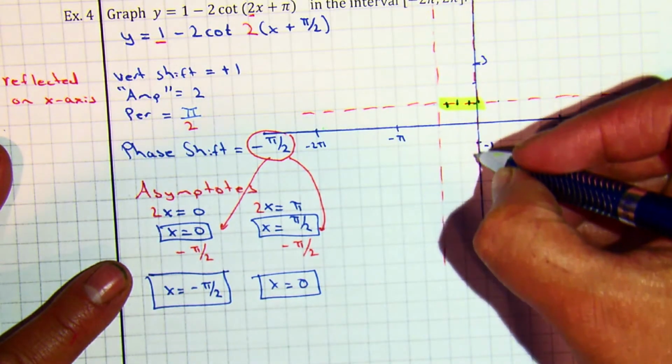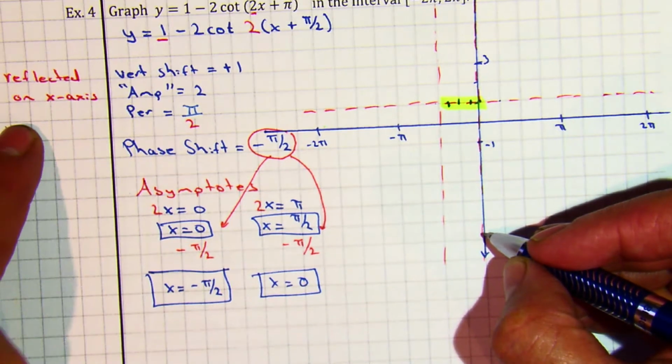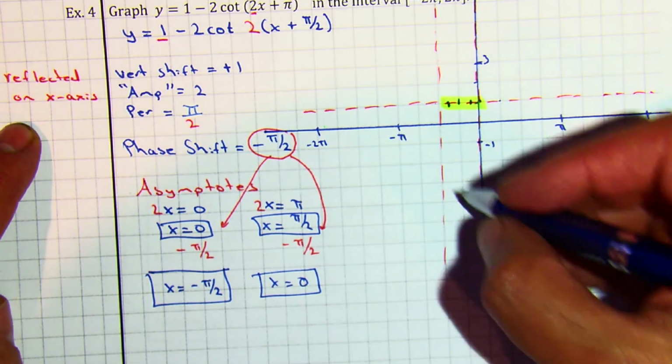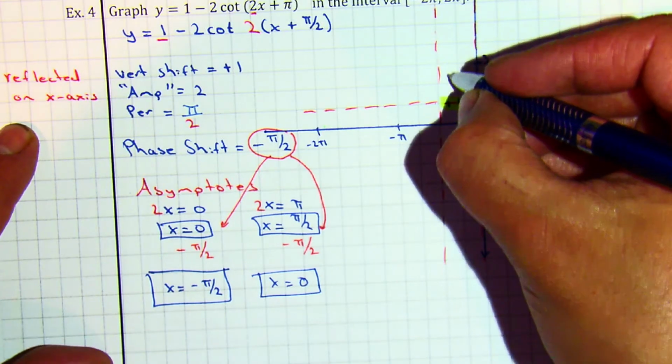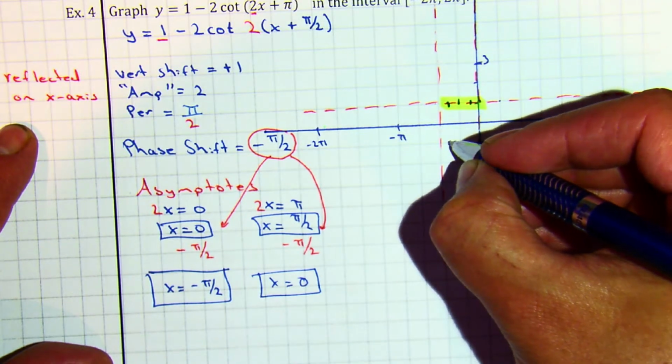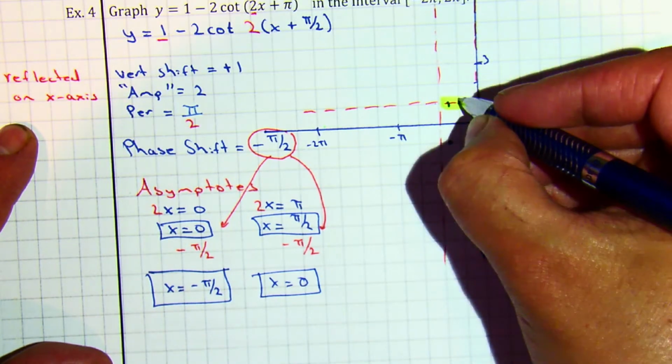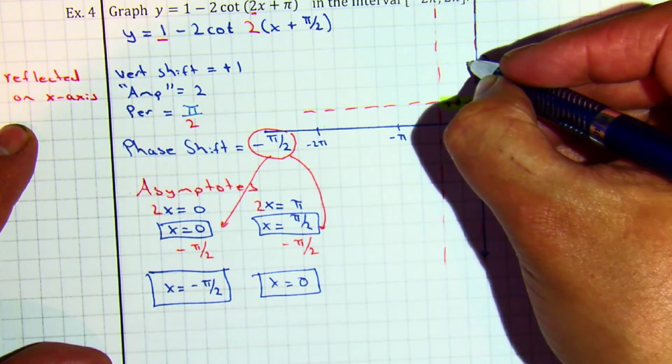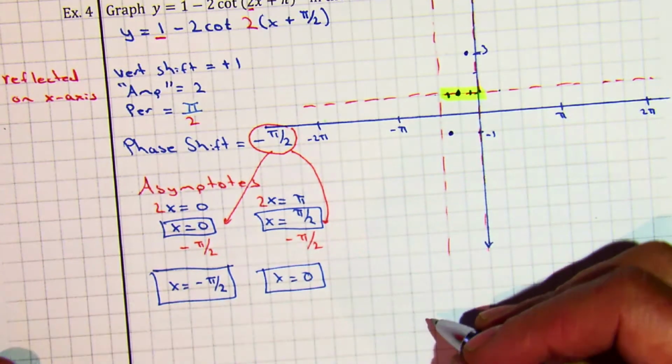But it's reflected on the x-axis. So instead of starting here, I must start down here. So it's going to look like a tangent. And that'll be my graph.